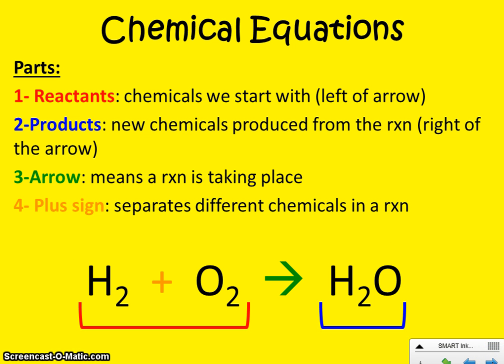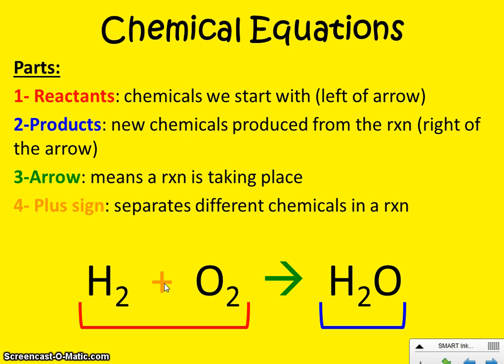The other thing that you'll see in chemical equations is plus signs, and we have that in orange here. So basically what the plus sign does is just separates different chemicals. So we know that H2 is separate from O2. They're two different chemicals. We put a plus sign in between. And that plus sign just means that we're going to react them together.